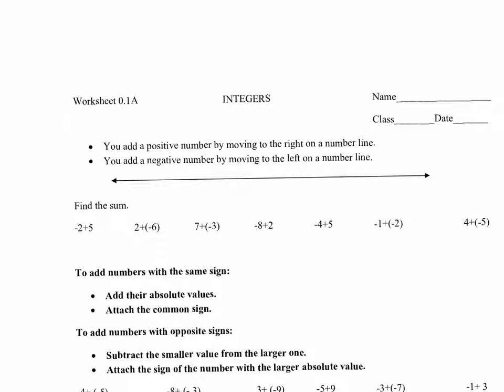Alright, so today is 0.1a. We're going to talk about integers. We're going to talk about all the operations of integers. So you add a positive number by moving to the right on the number line. So this is kind of common sense.